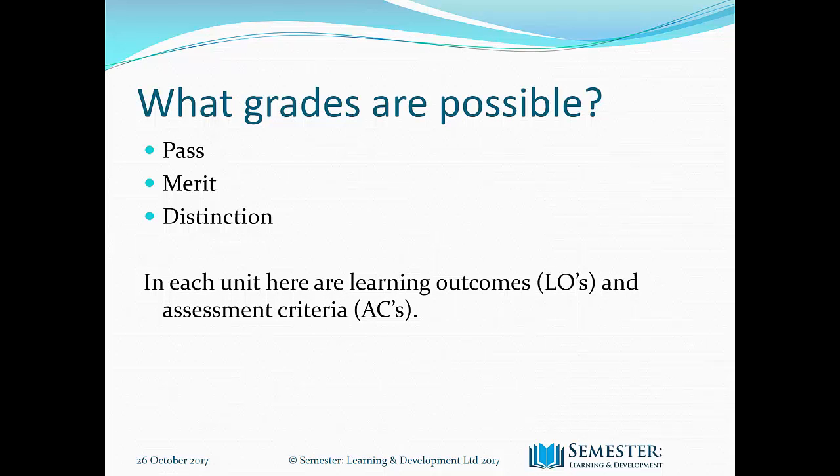Each unit has a series of learning outcomes. These are essentially the core topics within the unit. Often there is one assignment per learning outcome, although this can vary slightly from unit to unit. Each learning outcome in turn has a number of assessment criteria. They will all contain pass criteria. However, the merit and distinction criteria may not be present in every assignment, but will be covered across the unit as a whole.